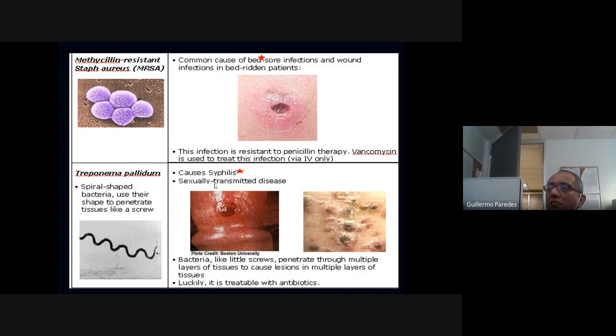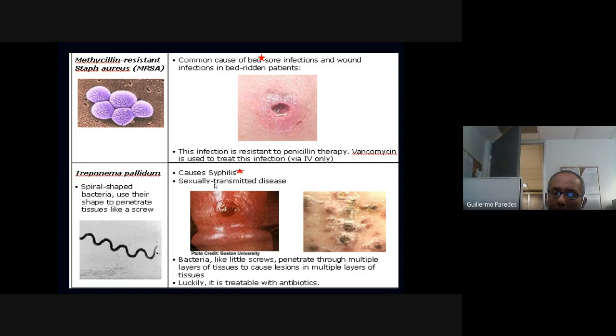What I want you to remember about this is where you find it most commonly in patients. You will find MRSA in patients who have spent a long time lying in bed, so bed sores, bed ulcers, or bed sore infections. That is where you're going to find these infections most commonly, okay? So you need to be careful with these patients. Patients with bed sores are basically at higher risk of carrying MRSA. You okay with that?